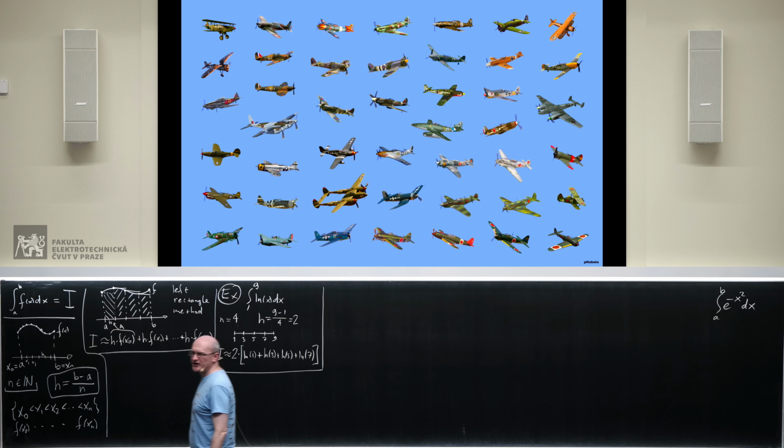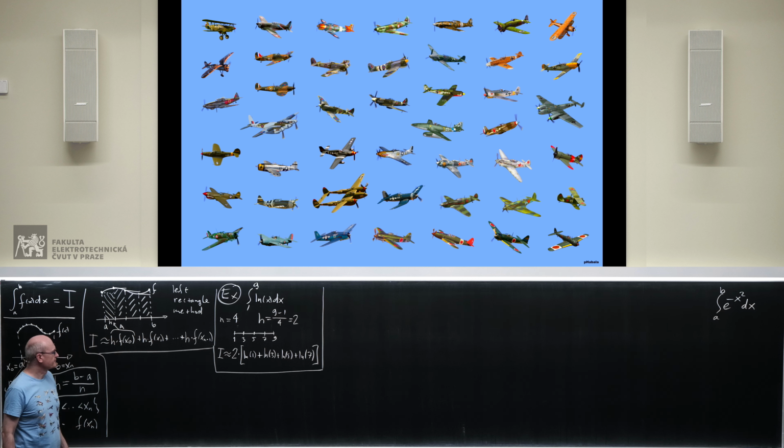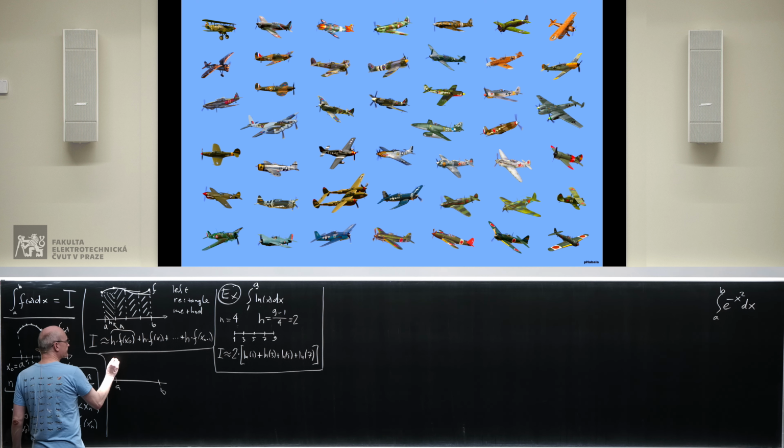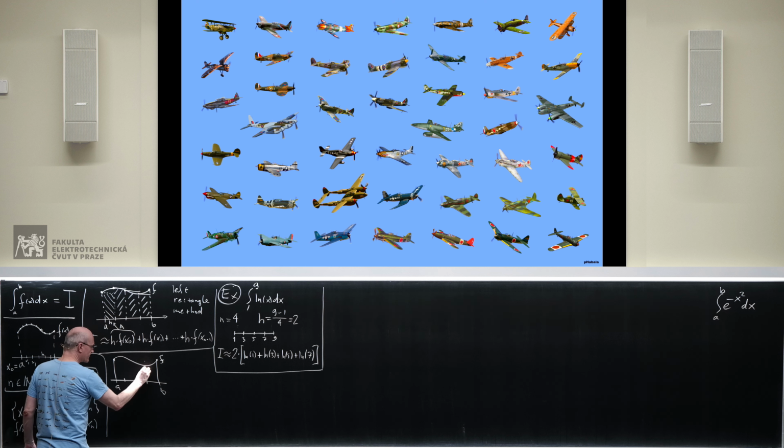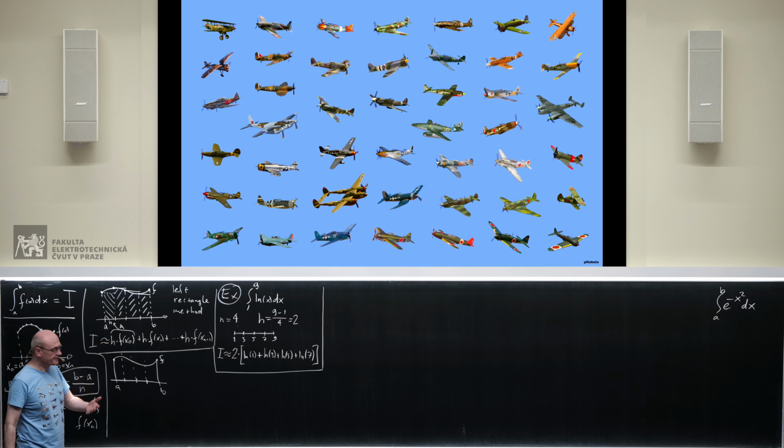Natural question. Why left rectangles? Why not right rectangles? Well, why not? Okay, let's have a look at it. Here is my interval AB. Here is my function f. Here is my partition size 4, my strips, which I now call panels, to sound scientific.